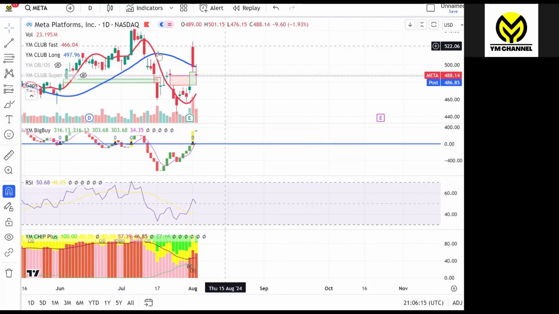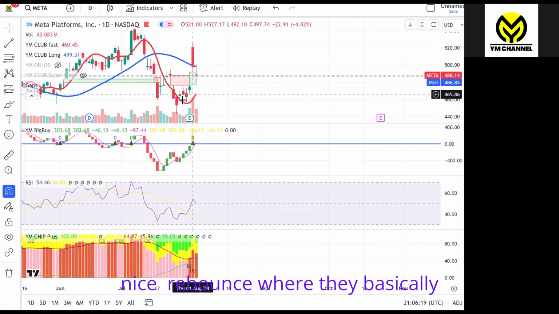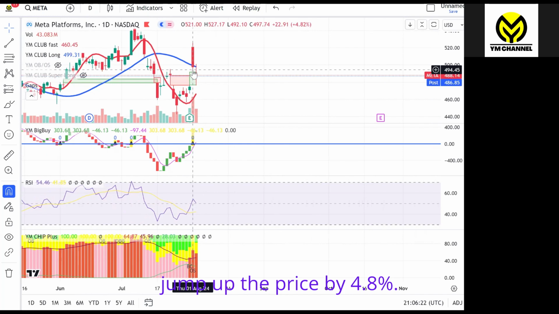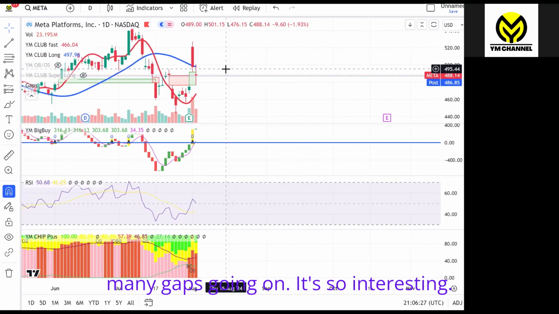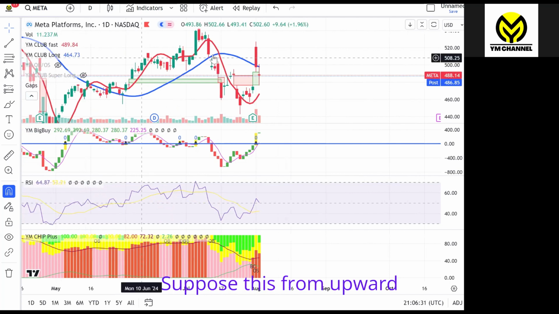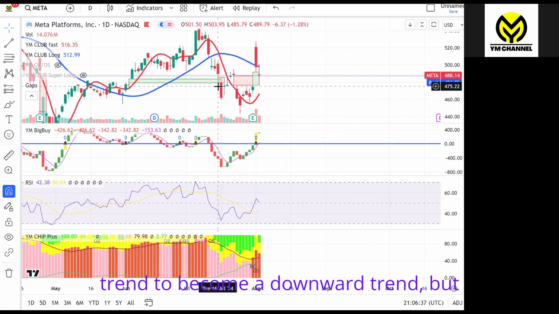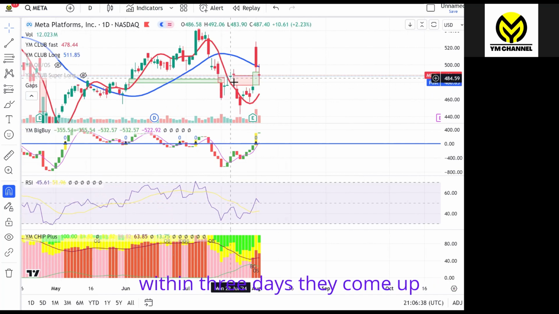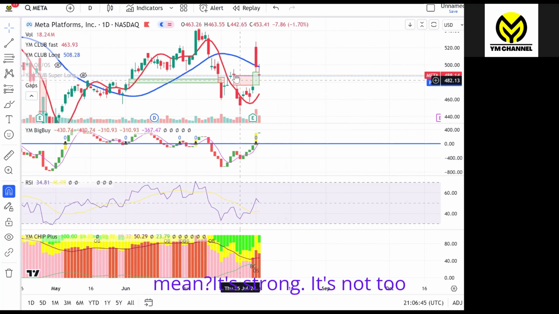Okay, look at this. Blue still goes downward. We have a nice V bounce, right? They basically jumped up the price by 4.8%. Okay, so now what is going on? We have so many gaps going on. It's so interesting. Okay, now look at this. One gap, one gap. Supposedly this goes from upward trend to downward trend. But within three days, they come up again. What does it mean? It's strong. It's not too bad.